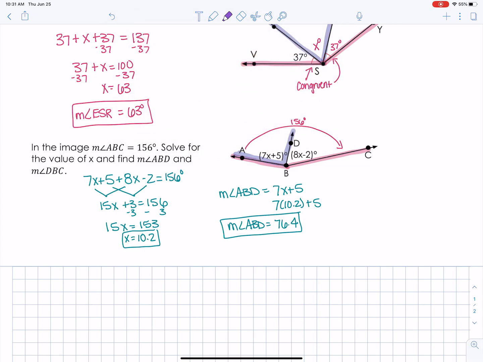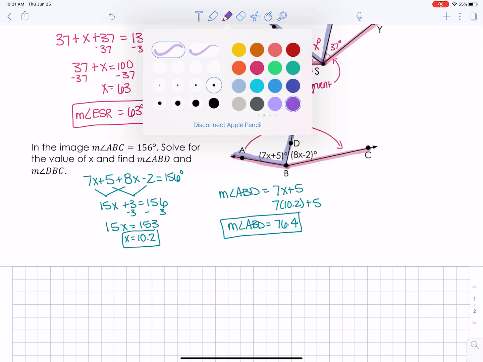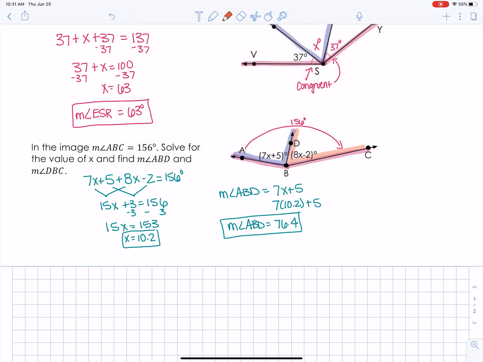And then angle DBC, that's hard to see. Let's pick a different color. DBC is this angle right here. So the measure of angle DBC is 8x minus 2. So we're going to substitute in the x again. So 10.2 times 8 minus 2. So the measure of angle DBC is 79.6.